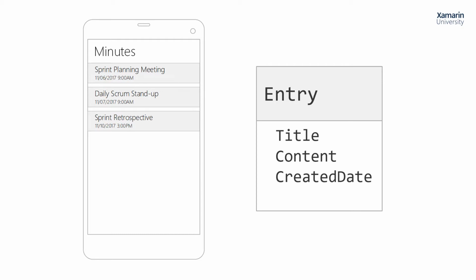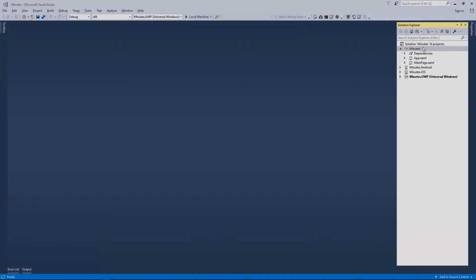We're also going to store a create date so that the user can know when the meeting occurred, and we do have that in our list view here. And finally, each entry is going to have a unique identifier that we're going to use for storage.